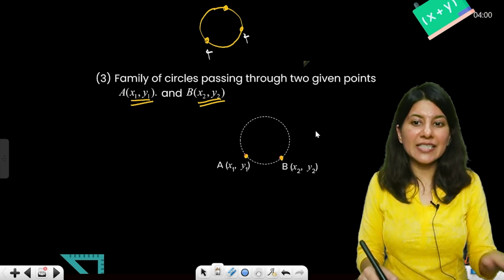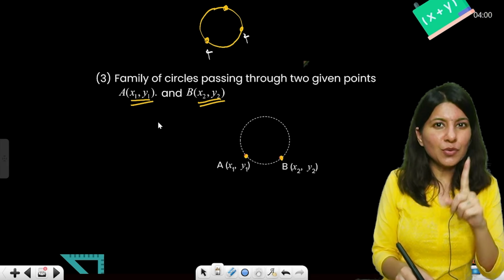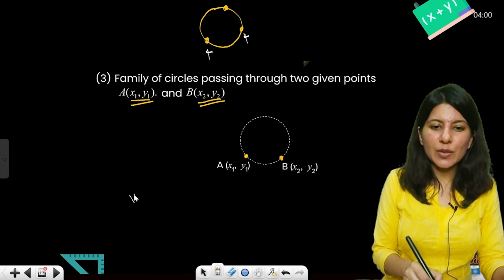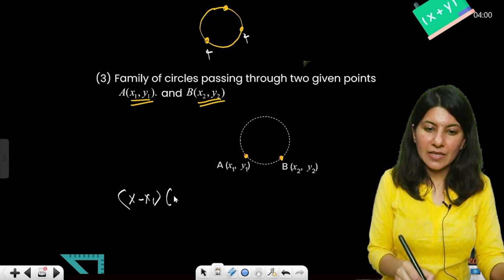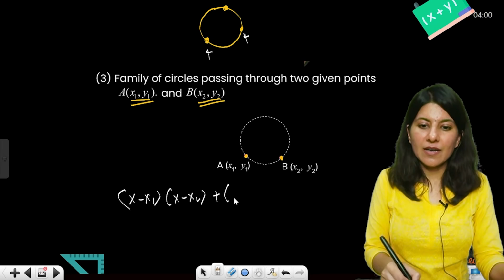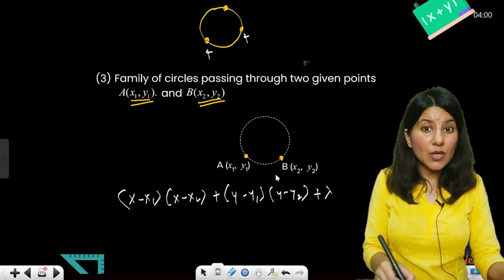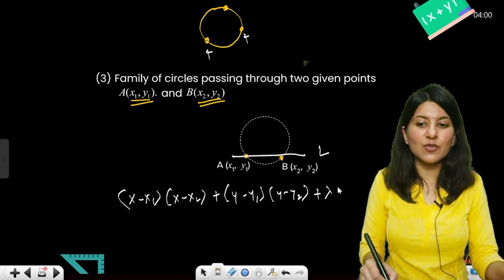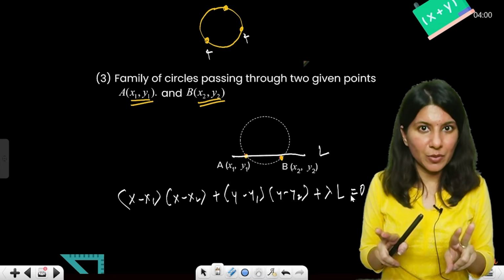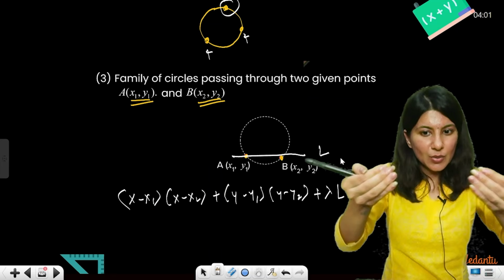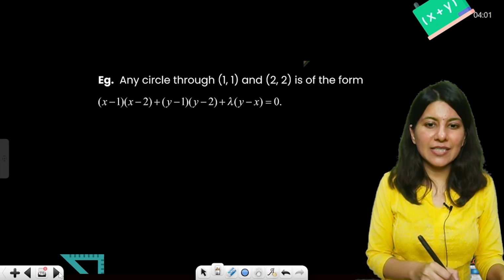So the family of circles passing through 2 given points is given by, now how to write? First of all, do you remember the diametric form? Just write the equation of that circle with the help of the diametric form: x minus x1, x minus x2 plus y minus y1, y minus y2. Circle equation is done, plus lambda times the equation of the line L passing through these 2 points, equals to 0. So this is the circle which is passing through 2 given points. Now there is a third point as well, so you can just satisfy the third point to get the value of lambda. Done.